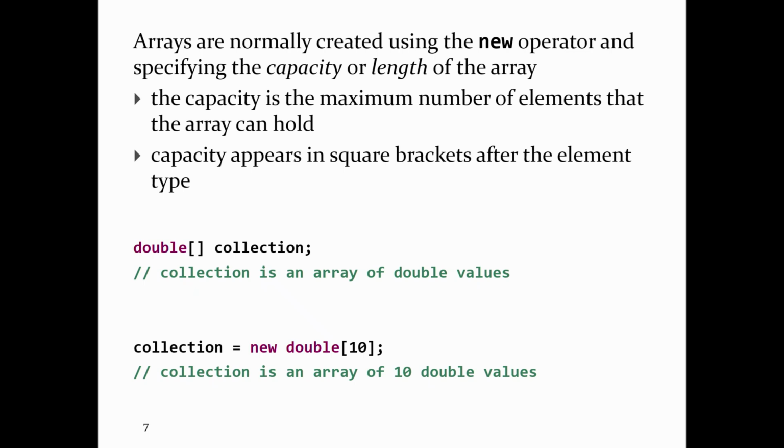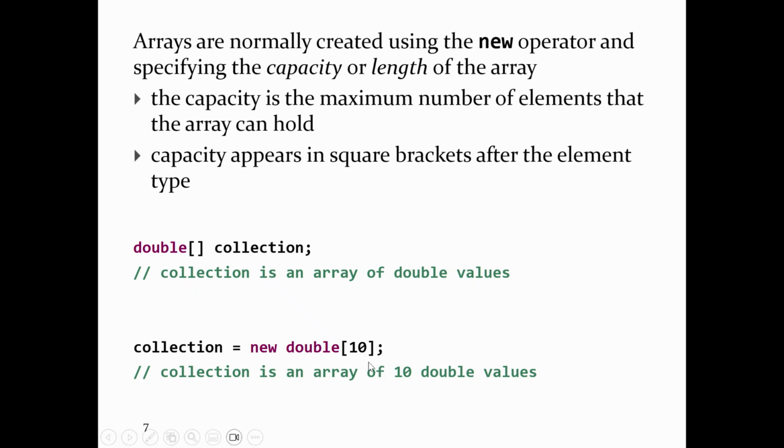You say what is the element type of your array. So here, collection is an array of double. So I write new, double, and then square brackets, and then the number of elements you want in your array. This number here can be any value greater than or equal to 0. So you can make an empty array. The empty array can never hold a value. If you make it 1, that array holds exactly 1 element.